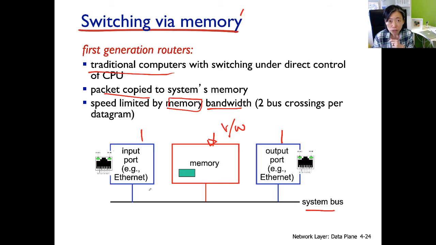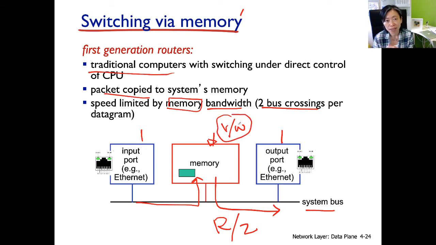And not to mention this: we send packets into the memory like this, and we also fetch packets out from the memory like this. So you see, each packet has two bus crossings. If the bus speed is R, the throughput can only be this much at best, if this is not limiting the memory's read-write access time.